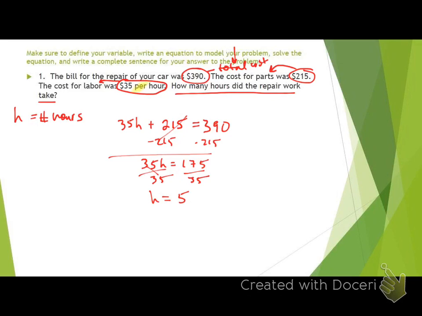Now we need a complete sentence. Answer the question. How many hours did the repair work take? Well, the repair work took 5 hours. Boom, done. That's it. Okay? So hopefully that helps make this make a little bit more sense.